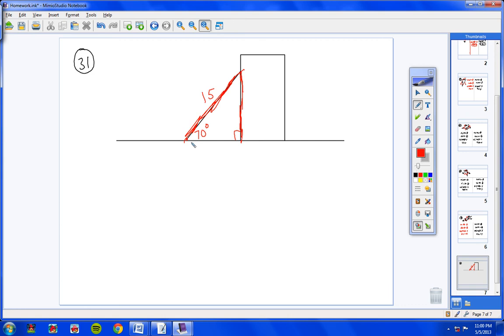And their question is they want to know how high up the wall the ladder reaches. So they're basically looking for this length right here, from here down to here. They want to know how high up the ladder reaches.